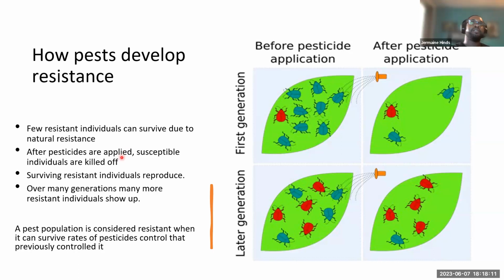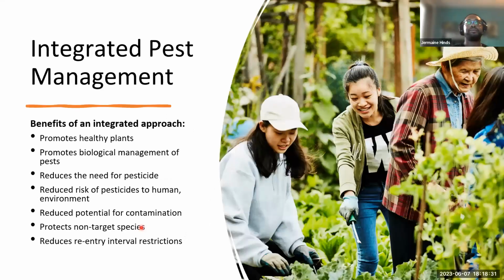And so you consider a population resistant when it can survive rates of pesticide that previously controlled it. So now if you have to up the dose or up the frequency of your applications to keep that same level of pest control, that's how pests can develop resistance to routine spraying.